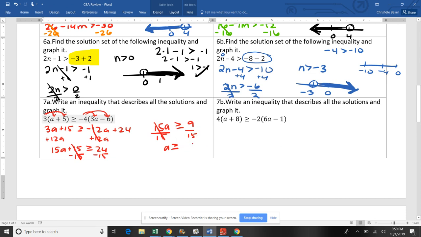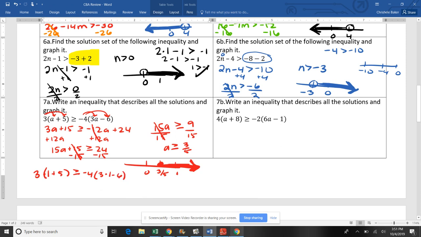Subtracting my constant from both sides, 15a is greater than or equal to 24 minus 15, which is 9. Divide both sides by 15, and a is greater than or equal to 9 over 15. Both of these are divisible by 3, so I can make that 3/5. Where's that on my number line? Pretty much a little bit bigger than halfway between 0 and 1. So because I have a greater than or equal to, I have a closed circle and I'm shading to the right.